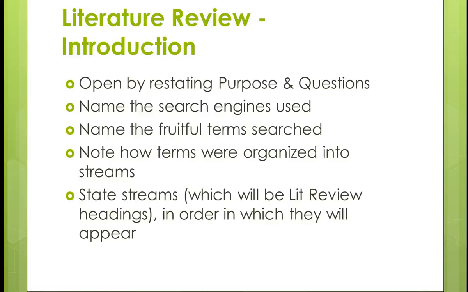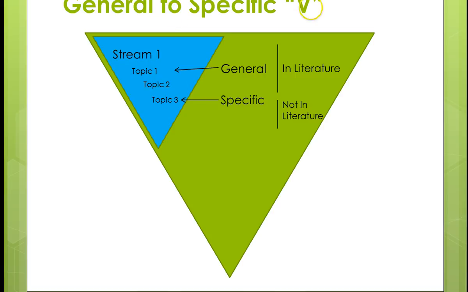Then we want to talk about how we organize those terms or categorize them into those three or more streams. And then we state the streams as we conclude the introduction to the literature review. We state those streams 1, 2, and 3, moving general to specific, and we want those streams to become the headers for our literature review. Okay, so the streams now are becoming the headers, and we're going to use the very same names of the streams as our headers. Okay, here's what it looks like then.